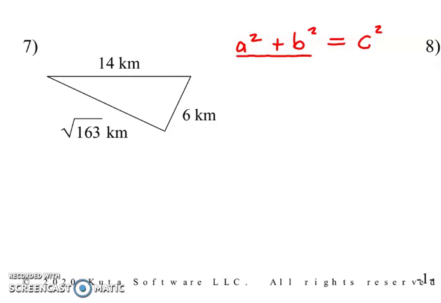If the two smaller sides together, squared, added up, are larger than the other side, it's acute. If the one side by itself is larger, it's going to be obtuse. Okay, so we need to recognize really which side is which.